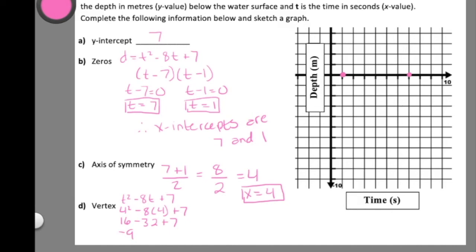So that means that our vertex is 4 and negative 9. Remember, this is my x and this was technically my y coordinate of my vertex. Okay?